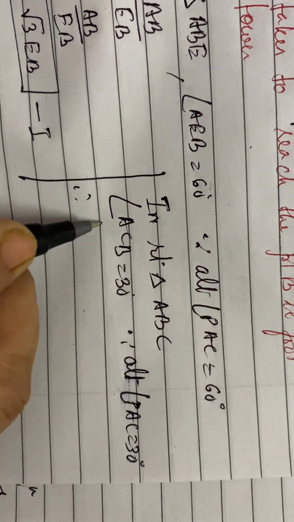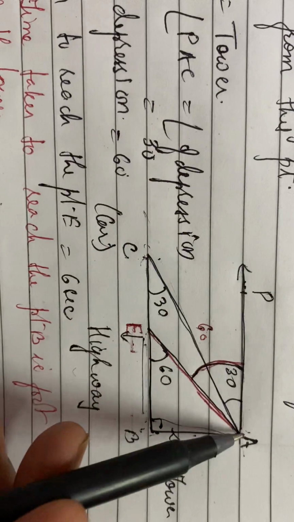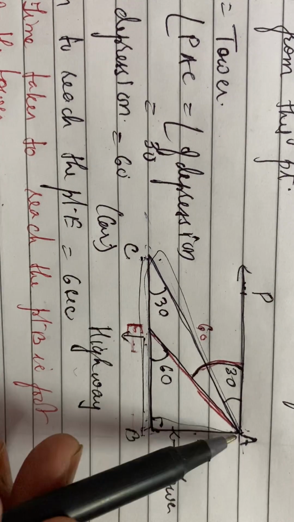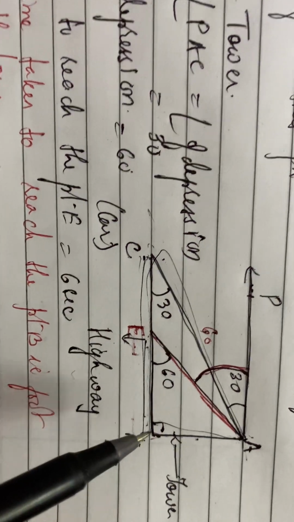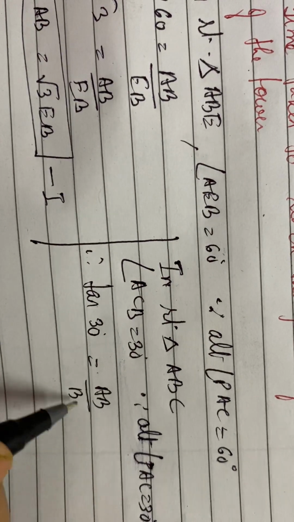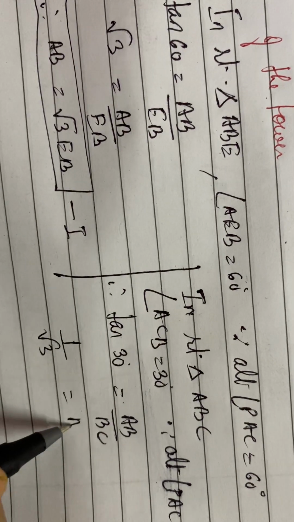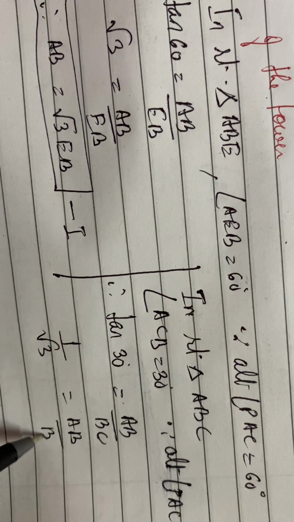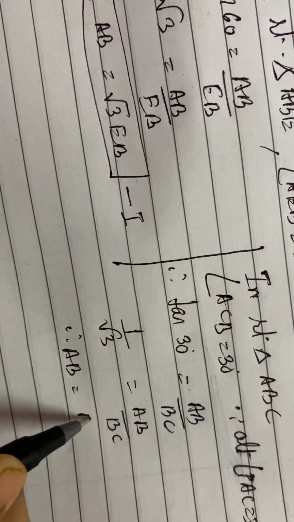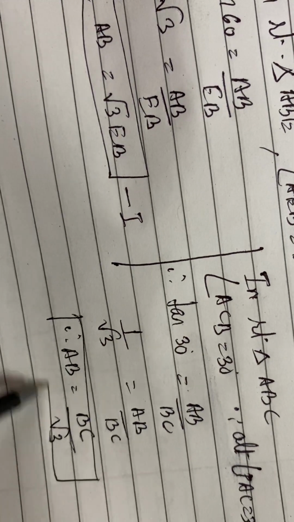Therefore, tan 30 will again be opposite upon adjacent. Opposite is AB, adjacent is BC. So AB upon BC, and tan 30 is 1 by √3. Therefore AB will be BC upon √3. This is your equation 2.